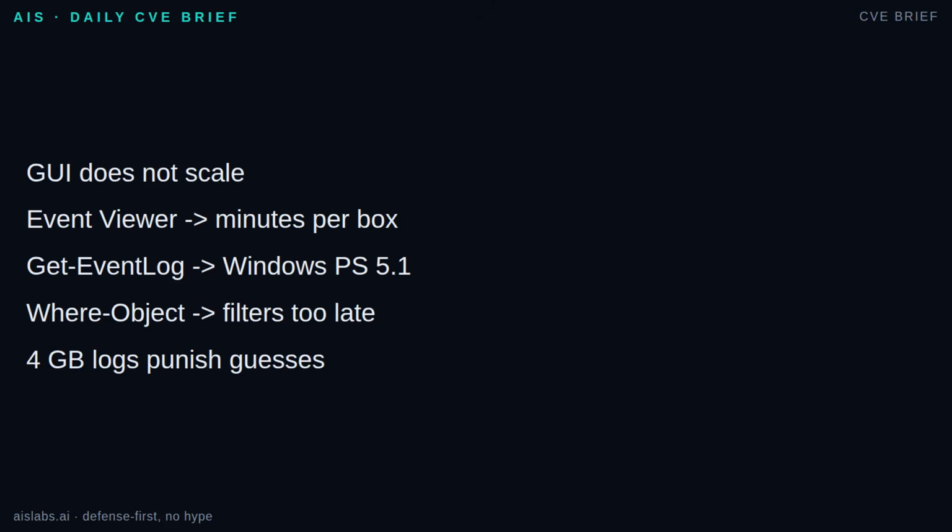The old Get-EventLog commandlet is also the wrong habit now. It exists in Windows PowerShell 5.1, but not in PowerShell 7, and it only understands the older classic logs. Then there's the classic beginner mistake: pull thousands of records and pipe them to Where-Object. That filters after PowerShell already paid the cost. On a large log, that is how a 2-second question becomes a coffee break.